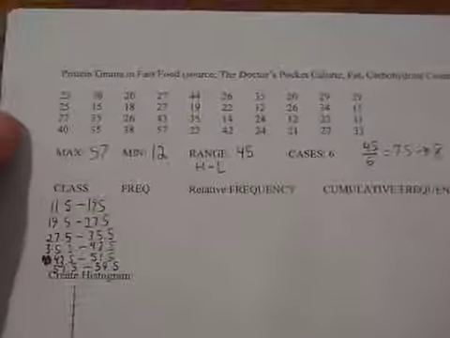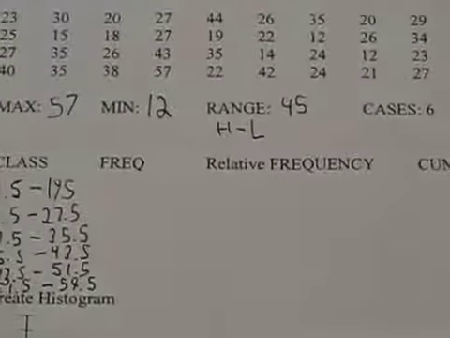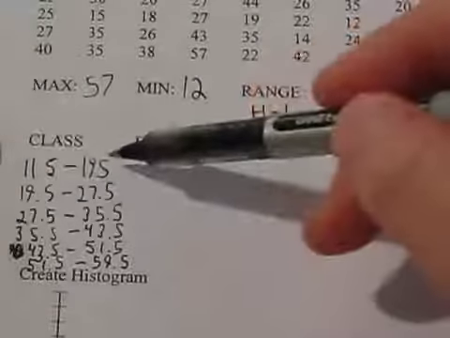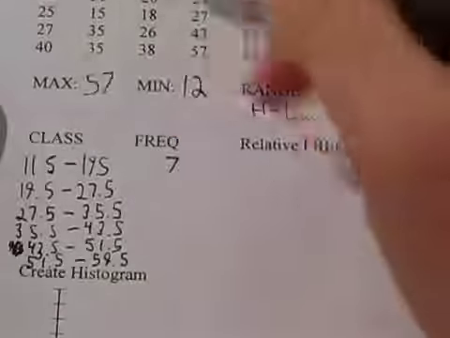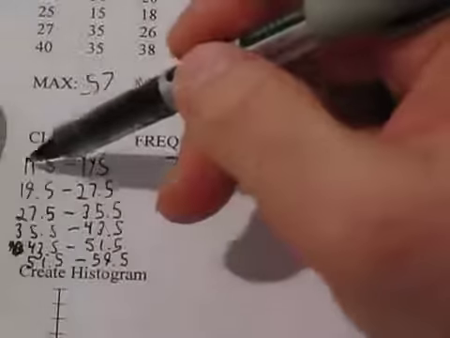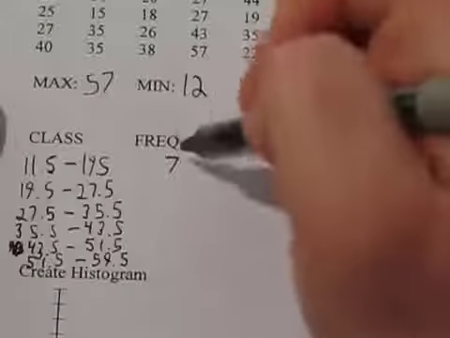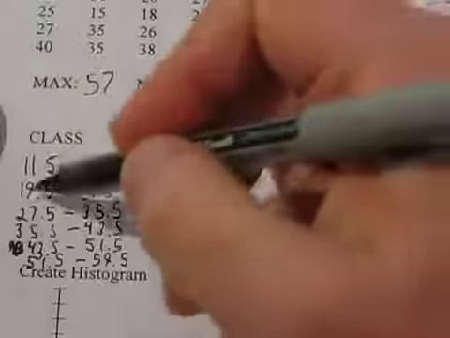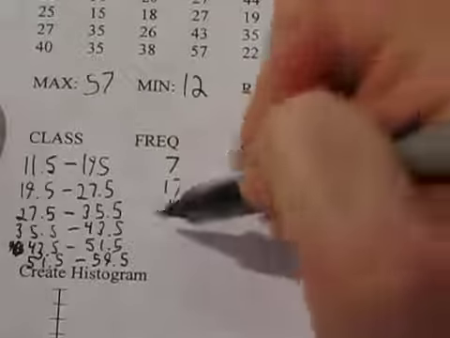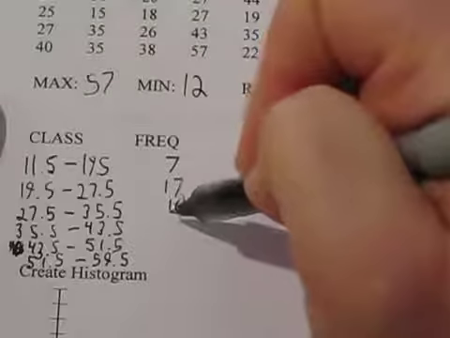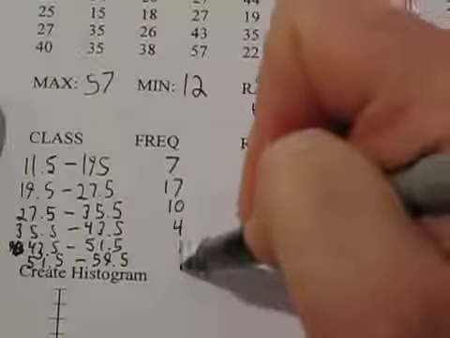So we're going to then talk about the frequency here. How many pieces of data were between 11.5 and 19.5? Now I've done the counting for you, and there were 7 pieces of data, or 7 items with between 11.5 and 19.5 grams of protein. There's 7 of those in this range. There were 17 within 19.5 and 27.5. There were 10 between 27.5 and 35.5, and there were 4 between 35.5 and 43.5, and there's 1 in each of these categories here.